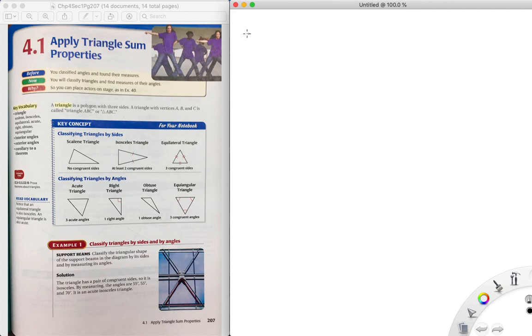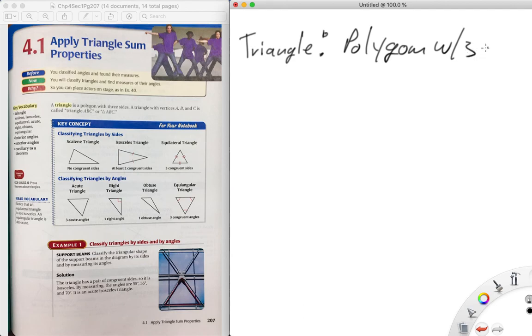Well, we all should know what a triangle is, but to refresh your memory, a triangle is a polygon with three sides, essentially.